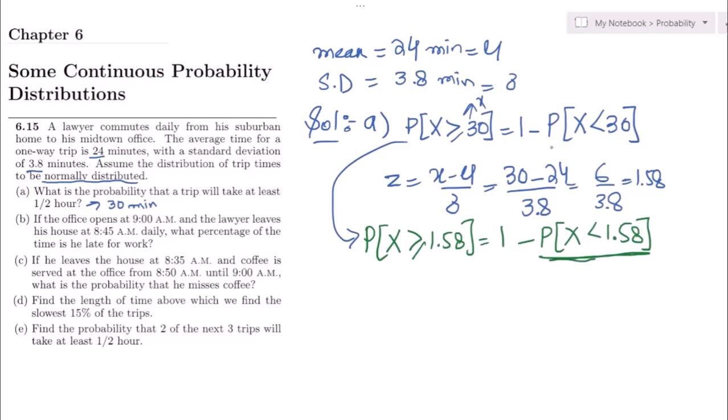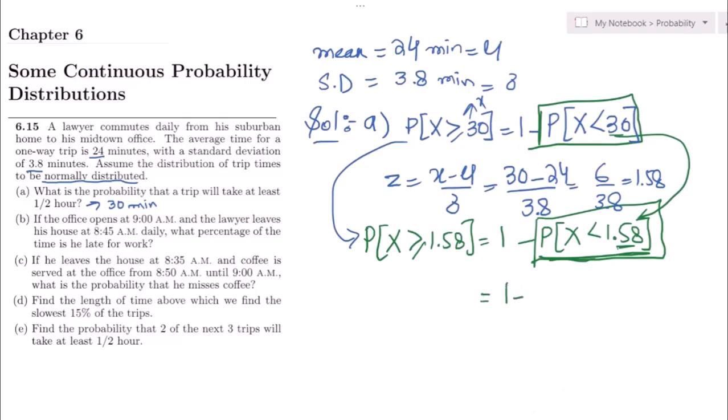Why did we convert it to this form? Because we know that this is the form, this one is also the form. When it is transformed into this one, this is now the value of z, and this is the formula in which the z distribution table has been developed. So we have to find the probability that X is less than 1.58 and then subtract it from 1.